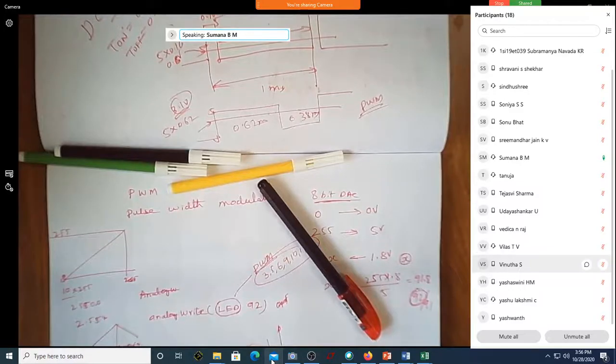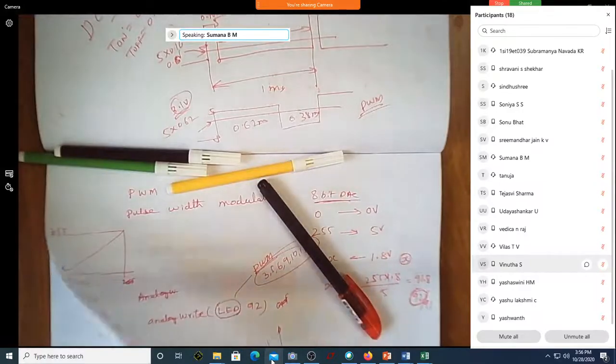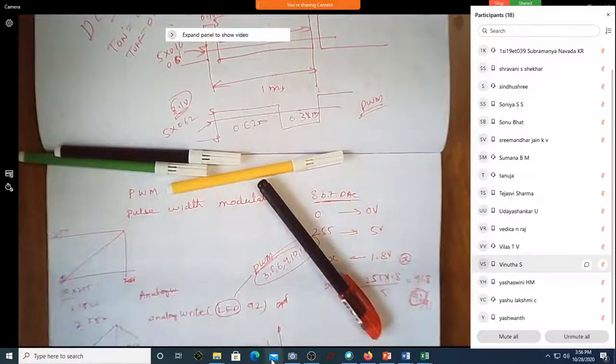What if we increase the voltage beyond 5? What will happen? There is some rating for each and everything. Sir, this microcontroller will operate up to 5. So that's the threshold. If you give more than that, it'll just simply burn. Of course, there'll be some limit.